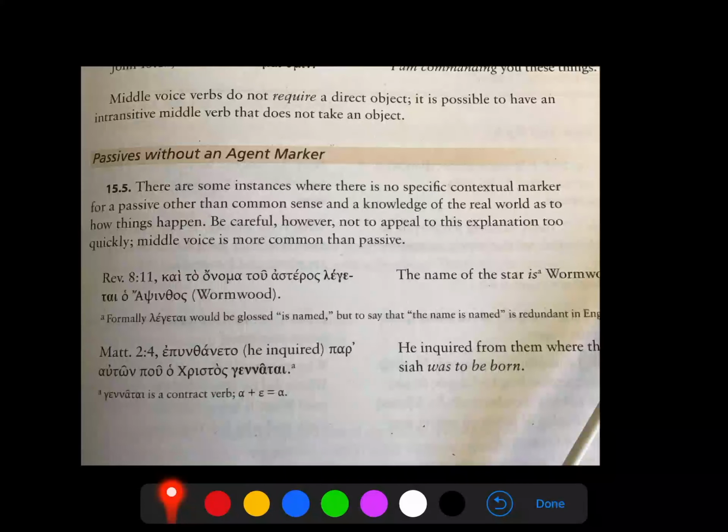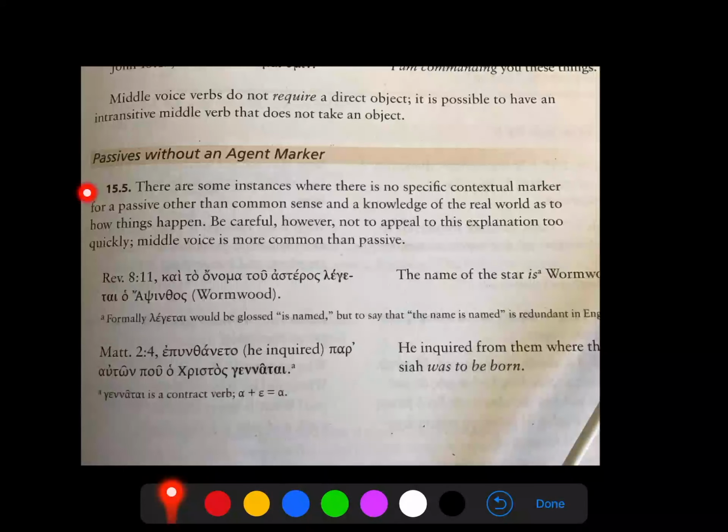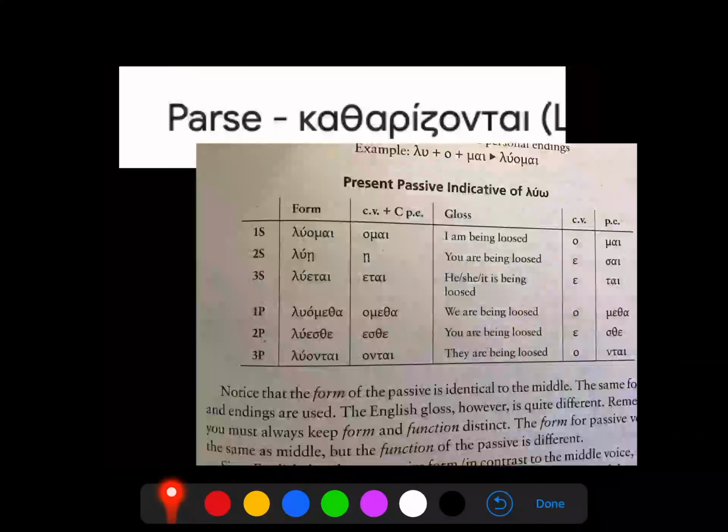We want to understand that something had been done to something else, and so we don't have any indication of who the agent is at all. So the answer is clearly false, because we have a whole section on here on passives without an agent marker. Okay, now we move into the parsing, and you guys did generally pretty well with this.